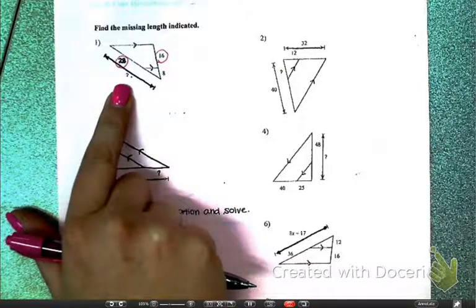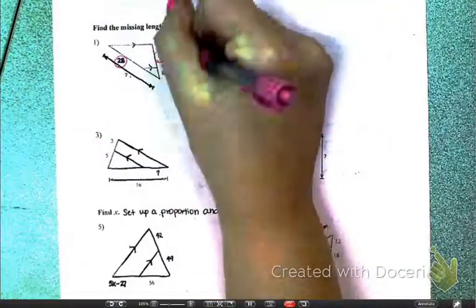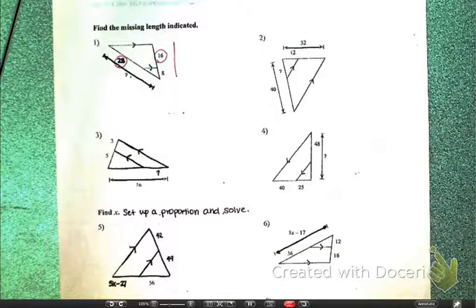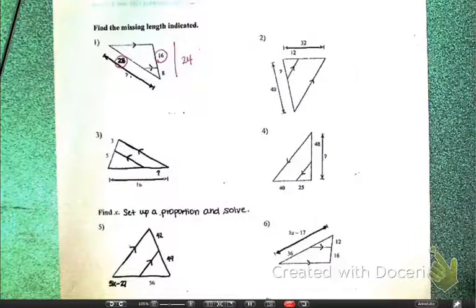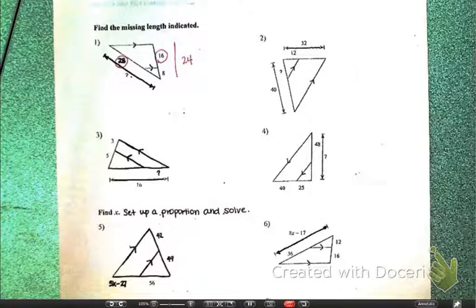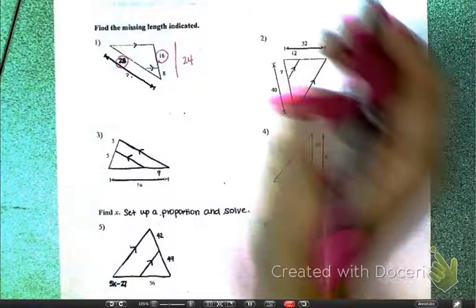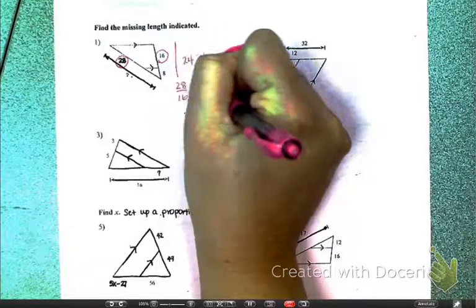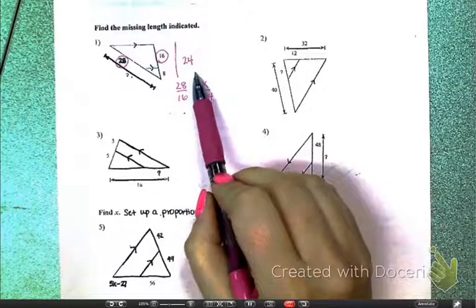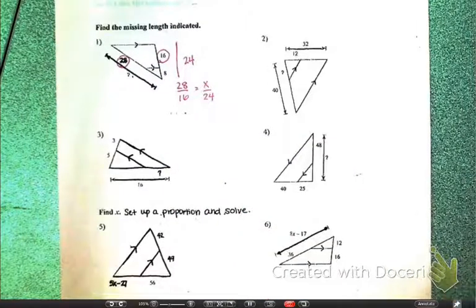What's your preference? The whole thing, okay? So 16 plus 8? 24. So I can do 28 over 16 equals x over 24. You can do 16 over 24 equals 28 over x. Just make sure you're comparing the same pieces.